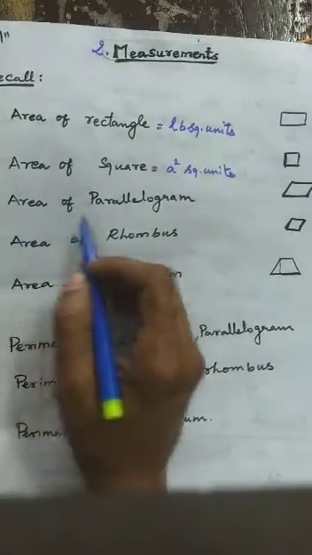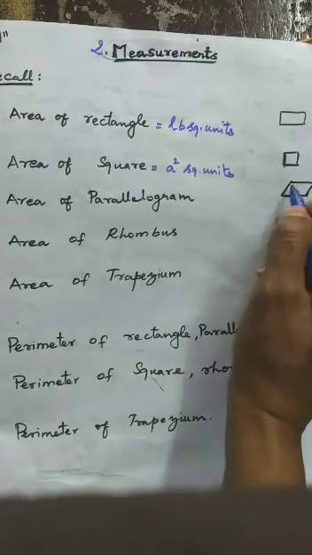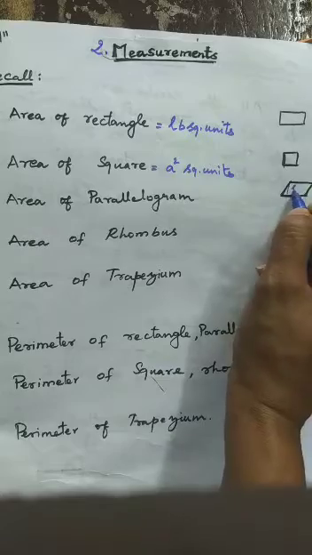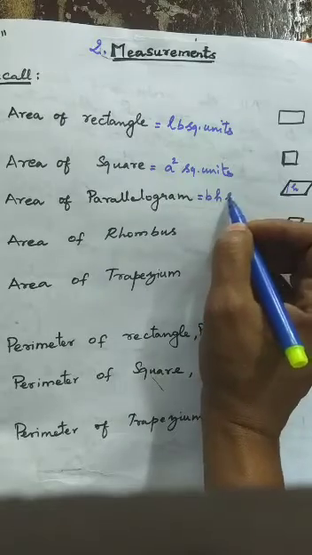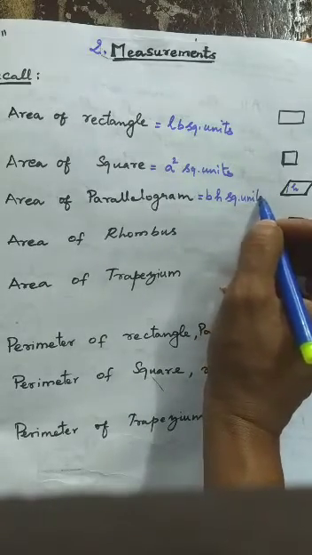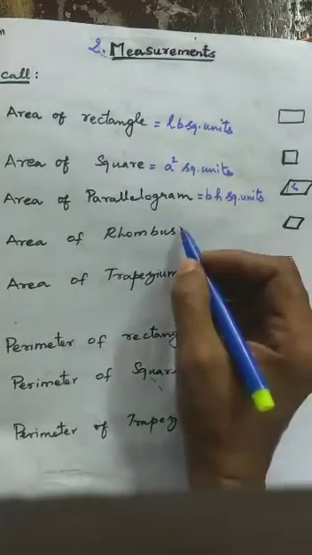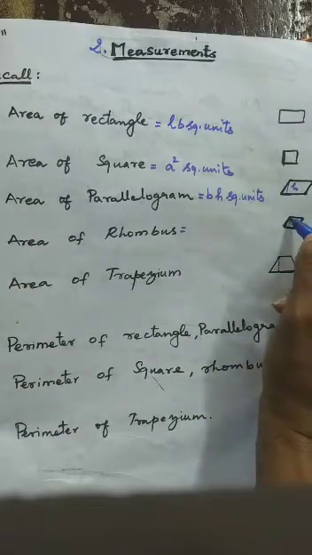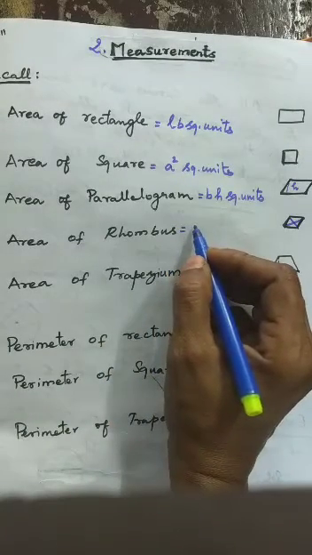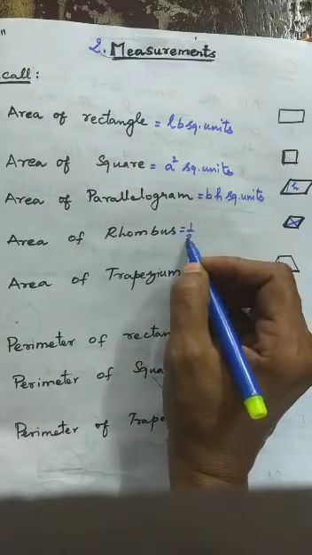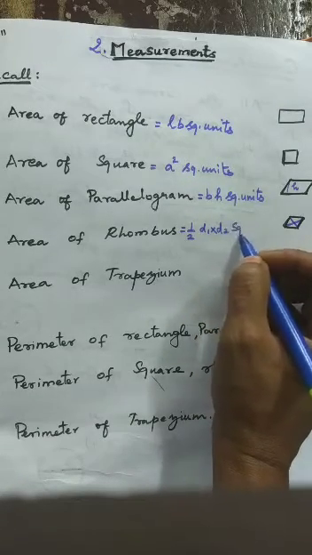Then parallelogram. Area of parallelogram. Here also the opposite sides are equal. Then you have one h, height. So the formula is B into H square units. Then area of rhombus. In this rhombus all the sides are equal. Now here we have two diagonals. So the formula for area of rhombus is half into d1 into d2 square units.